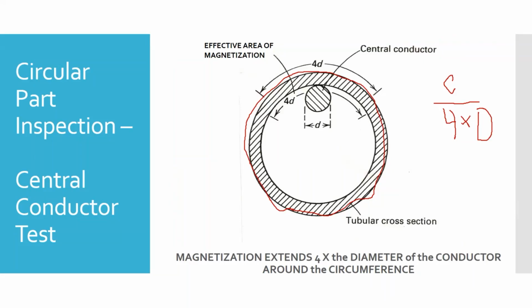So you'd have to turn it roughly 90 degrees, right? You'd start at 1, you'd turn it 90 degrees, do it again. You'd turn it 90 degrees, do it again. You turn it 90 degrees, do it a 4th time. Okay. And that way you can make sure you've basically inspected the entire outside circumference of the part.